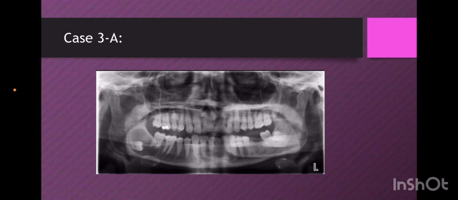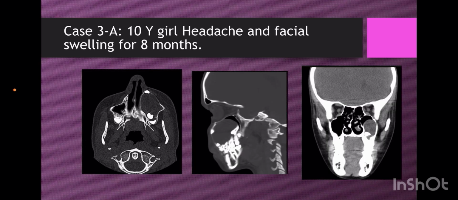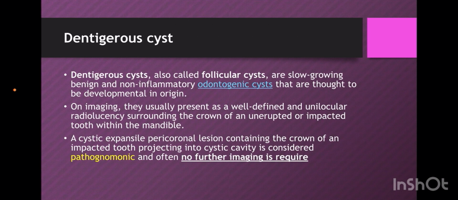Okay, let's go to the next part, case 3 part A. In the OPG, we can see a lytic bony lesion in the right mandibular ramus that contains an unerupted tooth on the right side. So what is the diagnosis? In the other images, the axial CT scan, sagittal and coronal, the same pathology shows an unerupted tooth with a lytic bony lesion. It's a dentigerous cyst.